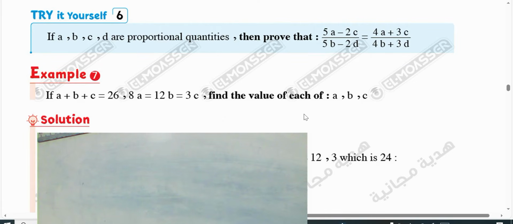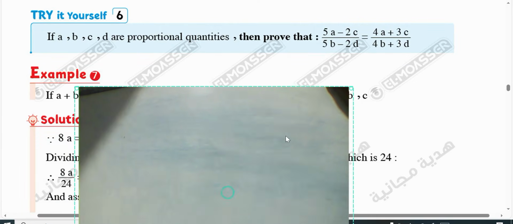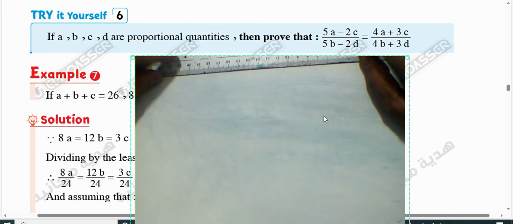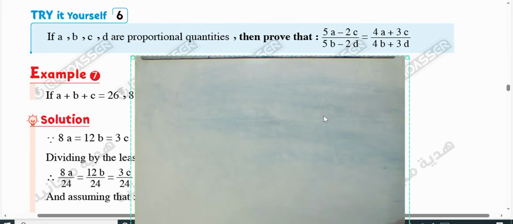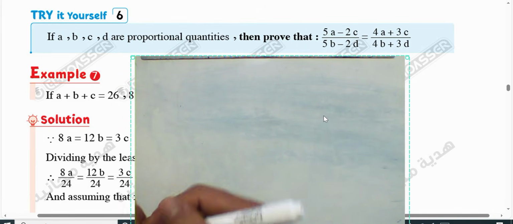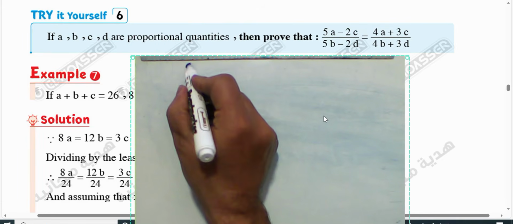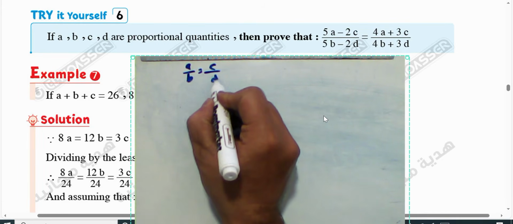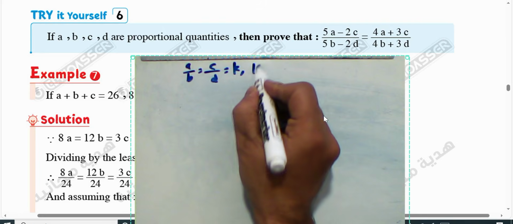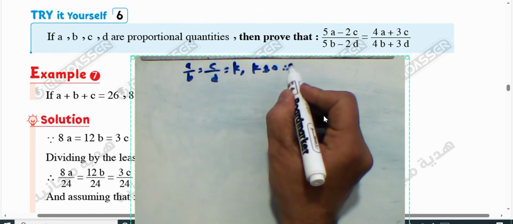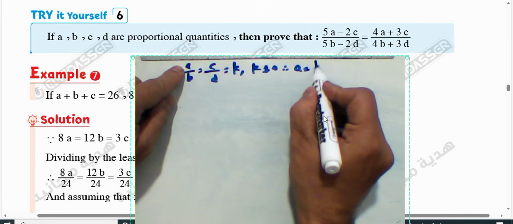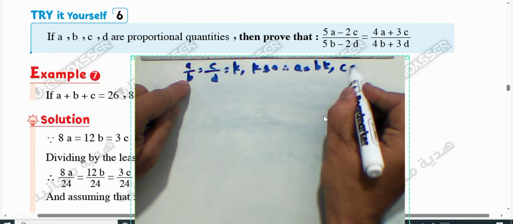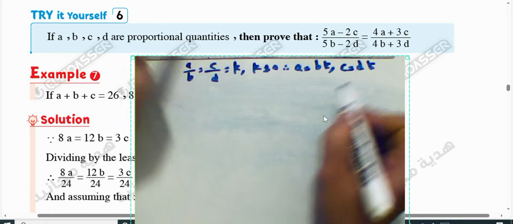Try to solve number 6. If a, b, c, d are proportional quantities, we can prove that left hand side equals right hand side. Okay, first step here, we can write a over b equals c over d equals k, and k not equal 0. Then the value of a equals b times k and c equals d times k.